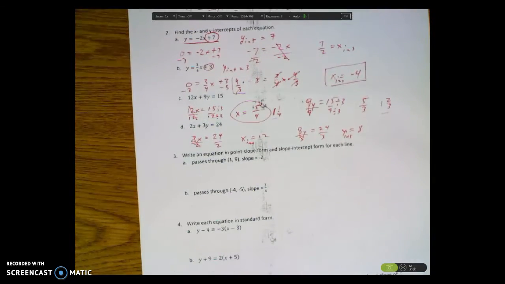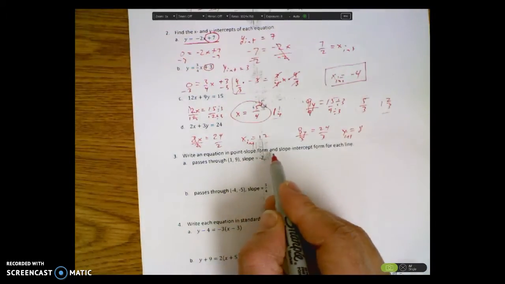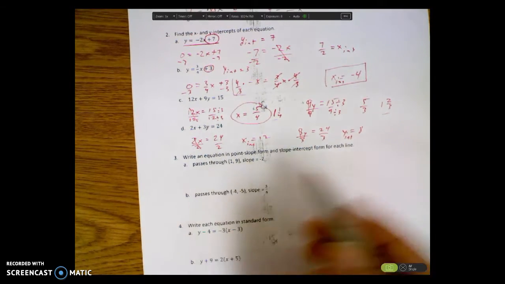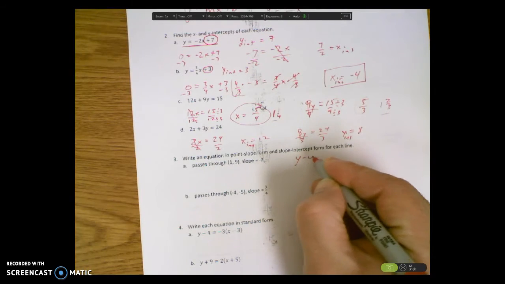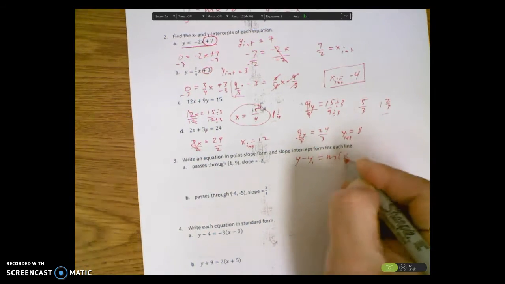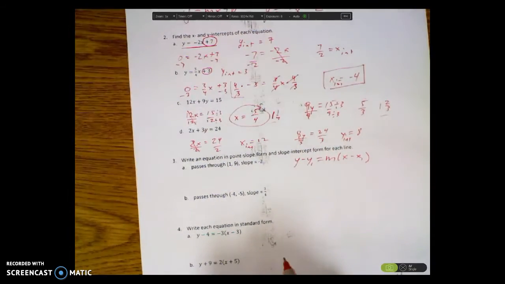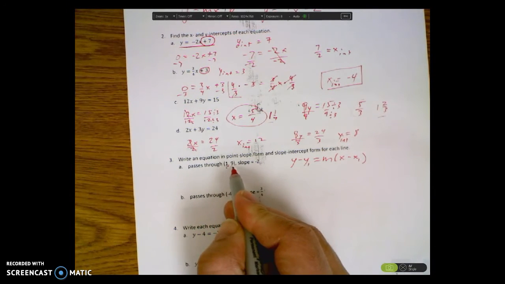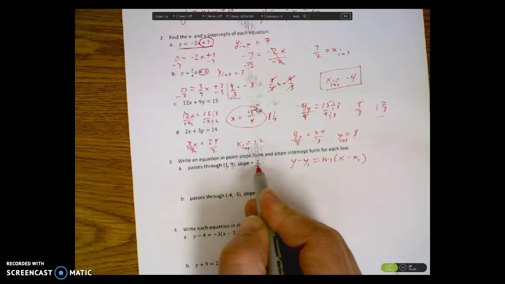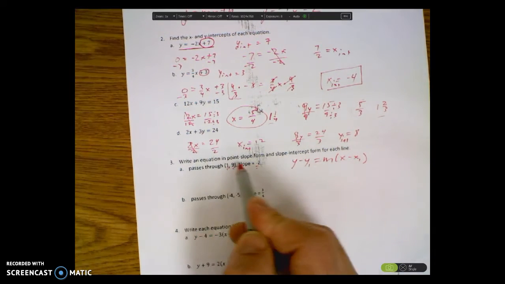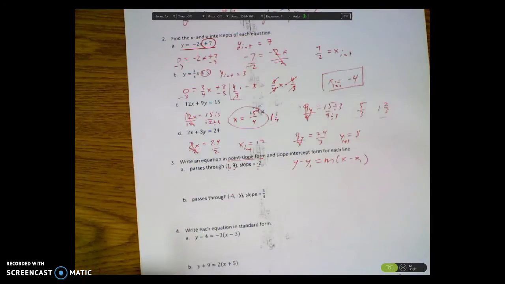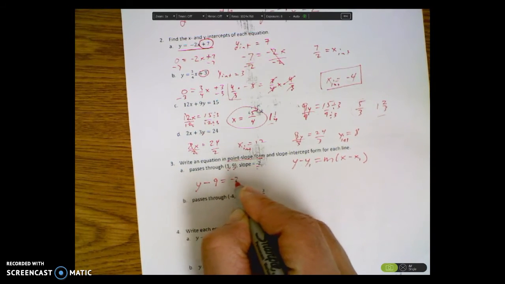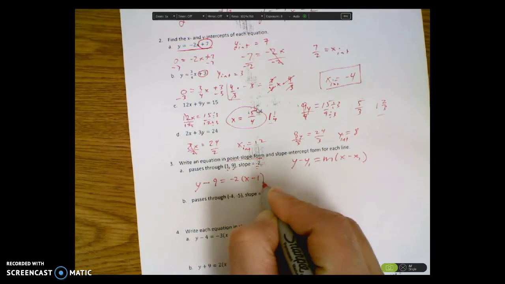Okay, number 3, point slope form and slope intercept of each line. So we are going to use the point slope form, which is y minus y1 equals m times x minus x1. That will be given to you on the front of your exam. And we are plugging that in for x1, that in for y1, and that in for m. And that will give us this portion of the problem. Okay? So y minus 9 equals negative 2 times x minus 1.